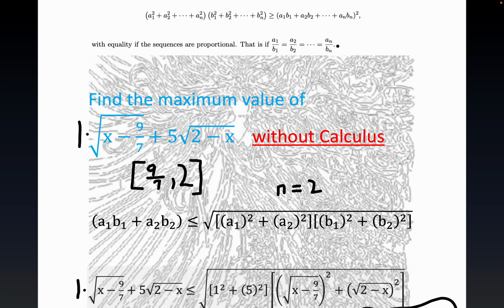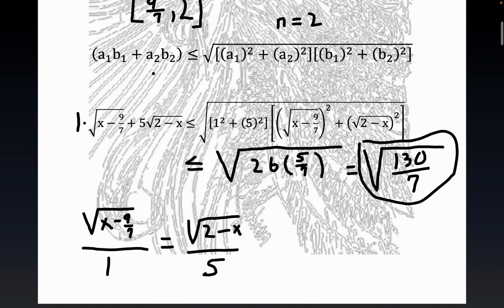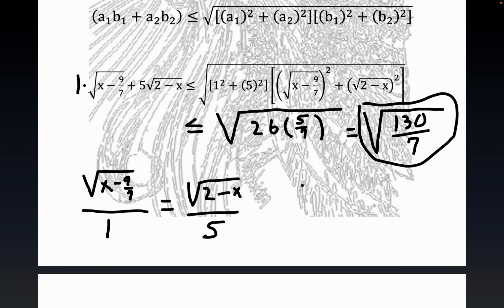You can think of them as being points on a line if you want to. Okay, but this proportionality leads to the equality here if you go through the proof of Cauchy Schwarz. And so that's exactly what I've done right here. Now, if you square away right here, I won't work through every bit of the algebra, but you would get x minus 9 over 7 equals 2 minus x over 25.